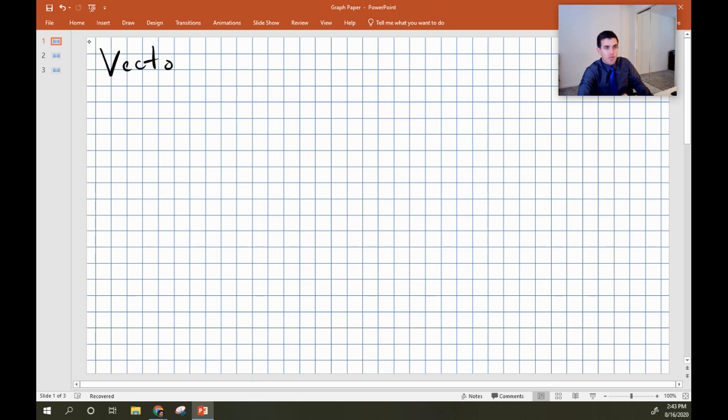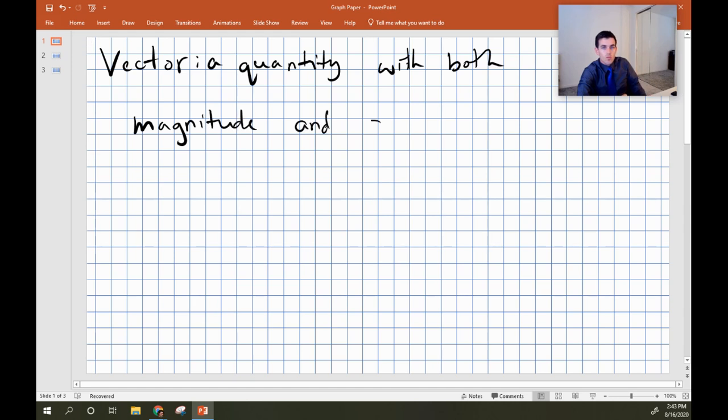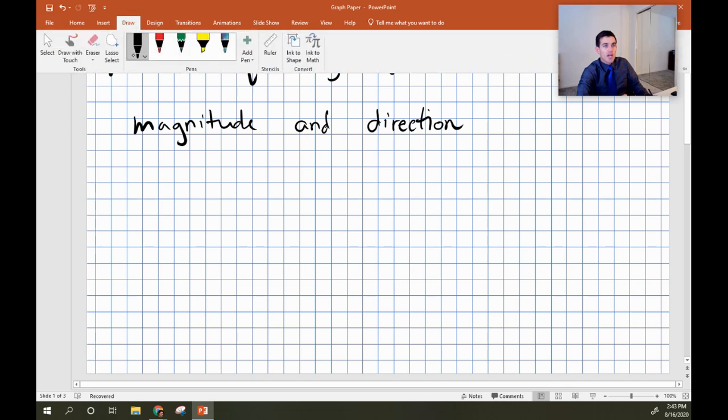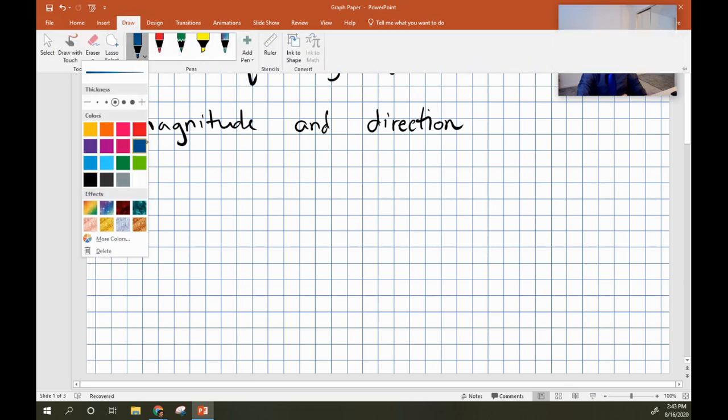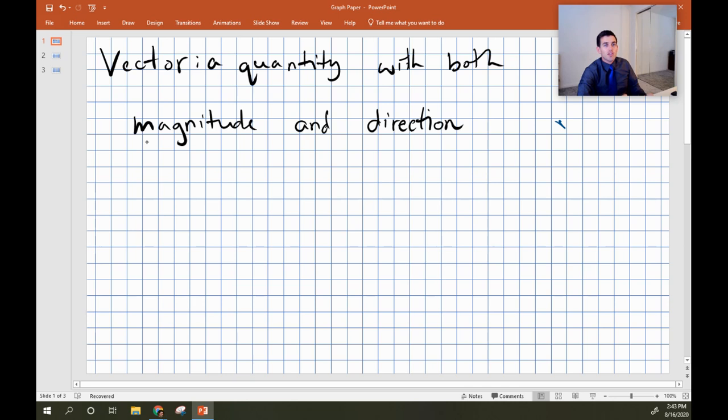Let's first define what a vector is. I'll write it out and then I'll describe it. All right, so I've described it or defined it as: vectors are quantities that have both magnitude and direction.